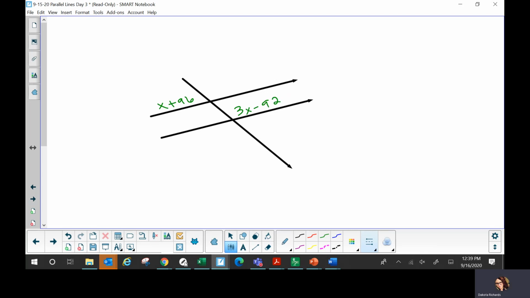Can you see that these two would be vertical? So you can fill in this angle as x plus 96. So the x plus 96 and the 3x minus 92 would be same side interior. So you can set them equal to 180. So we can say x plus 96 plus 3x minus 92 equals 180.